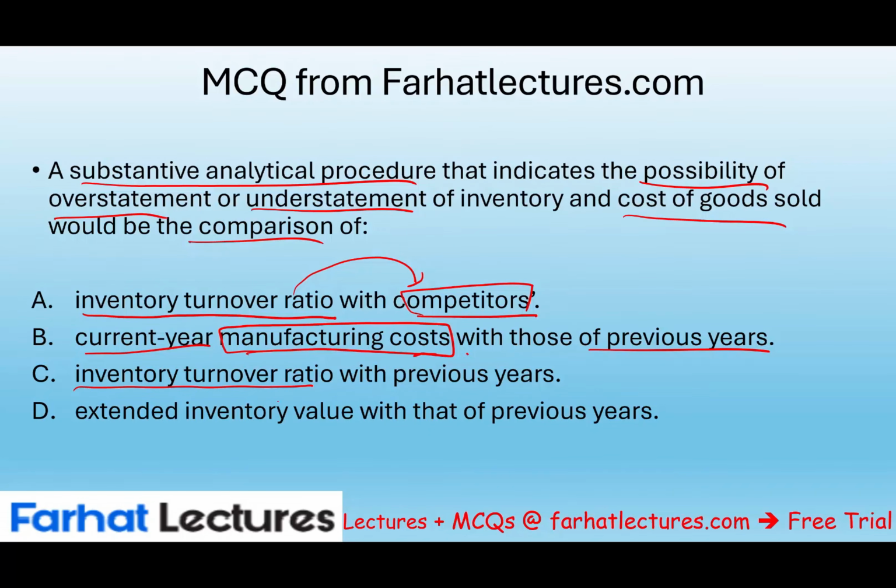Inventory turnover ratio, there we go. Once again, compare with the prior year. Yes, now you are looking at how fast you are turning over your inventory. In other words, you're looking at the relationship between cost of sales divided by average inventory, and you're comparing this to the prior year. Is this helpful? I would say this is more helpful than A and B. D, extended inventory value with that of the prior year. That's only going to tell you about the inventory, but it's not going to tell you about inventory and cost of goods sold. C is a better answer choice.